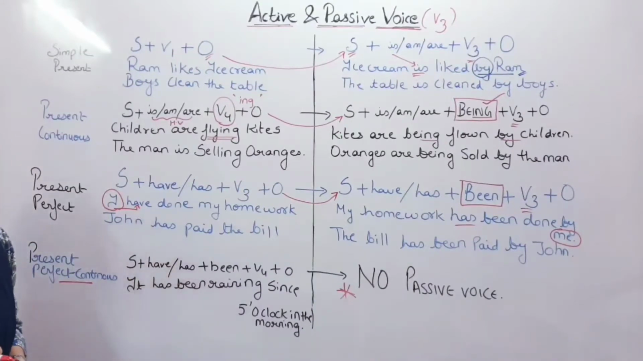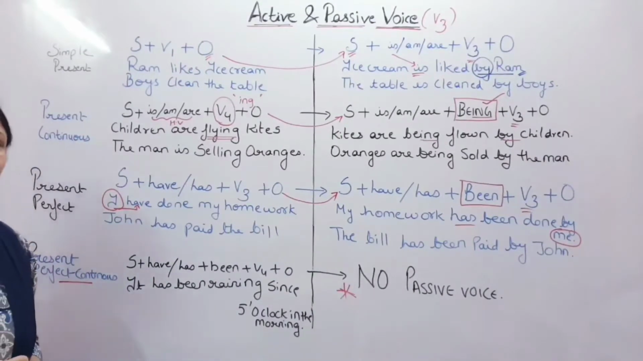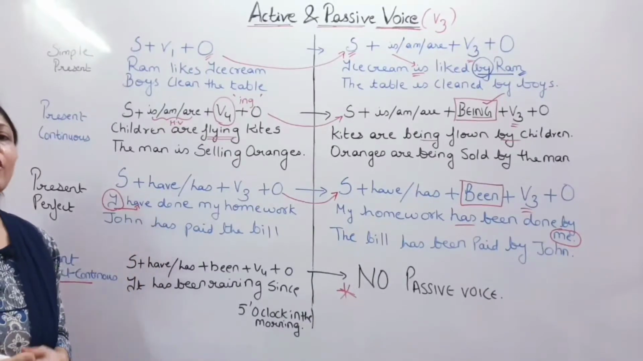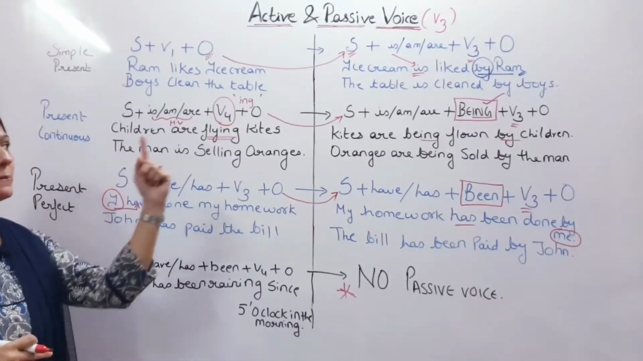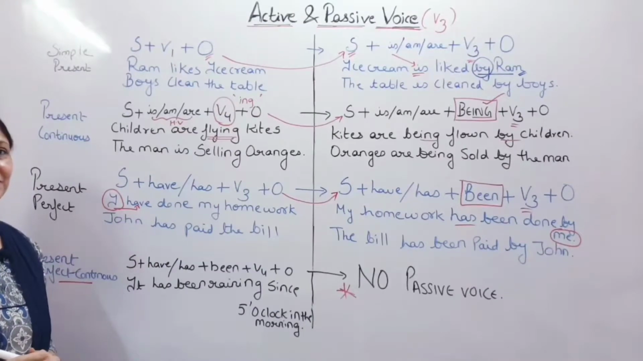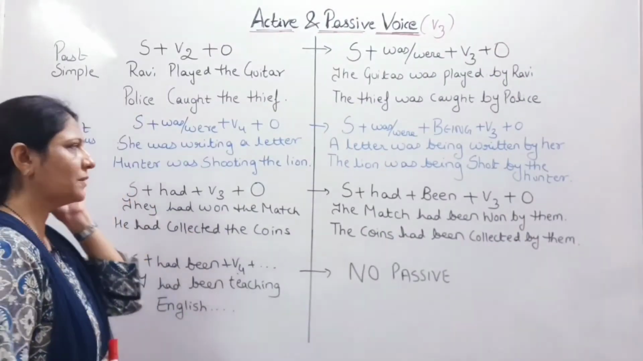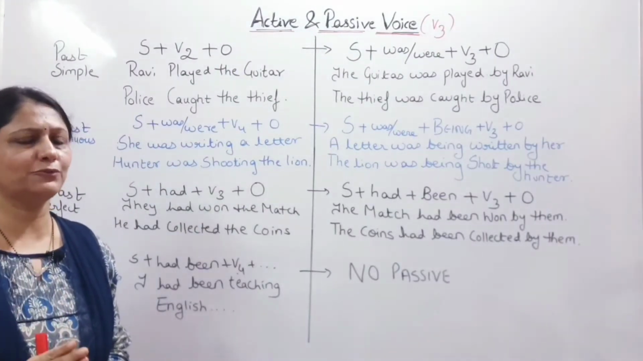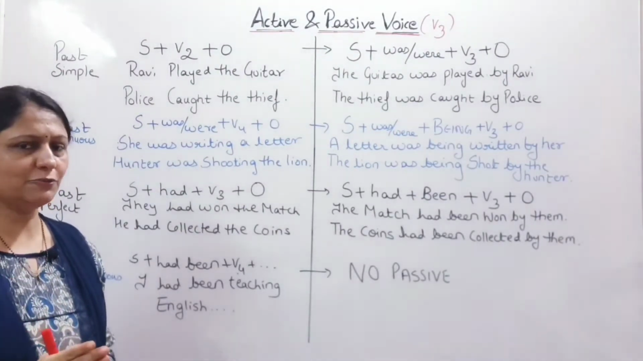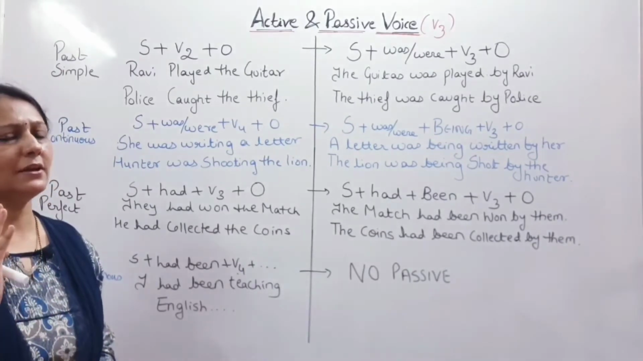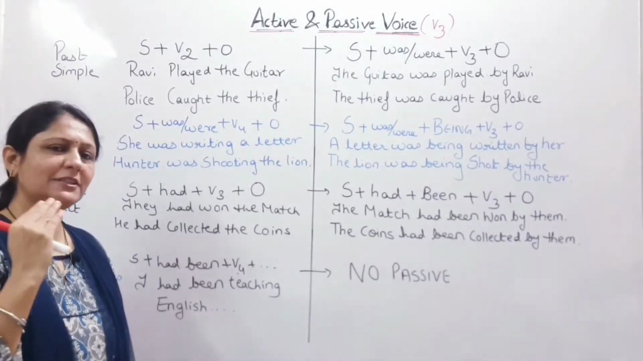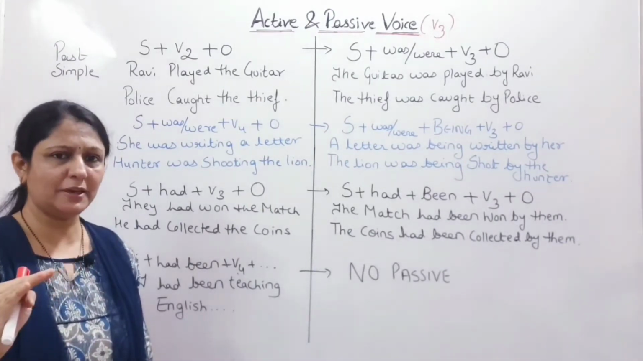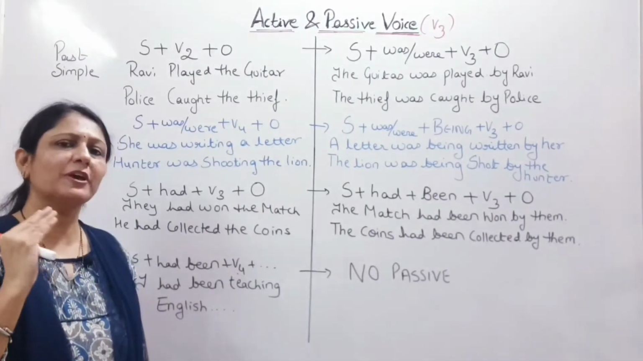I'll just give you some time. You can note down these examples or take a screenshot of all these examples of present tense passive voice. Okay. So children, I guess you're clear with all the four forms of passive voice for present tense: simple present, present continuous, present perfect, and we do not have any passive voice for present perfect continuous.